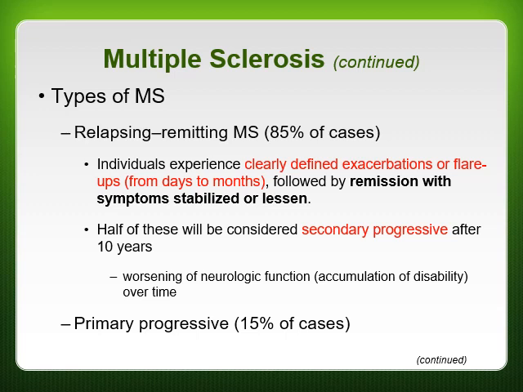And then primary progressive is only 15% of cases, and this one is obviously more severe because there is a continual progression, a continual worsening of that neurologic function. There are no relapses, it just gets worse and worse as time goes on. Fortunately, it is a much smaller part of the diagnosis, only 15% of cases.